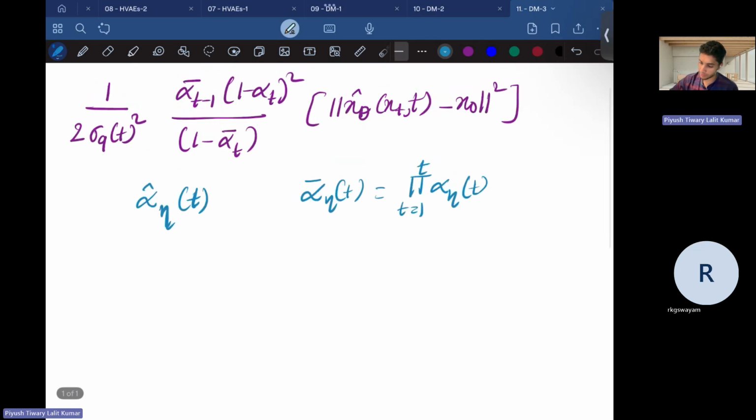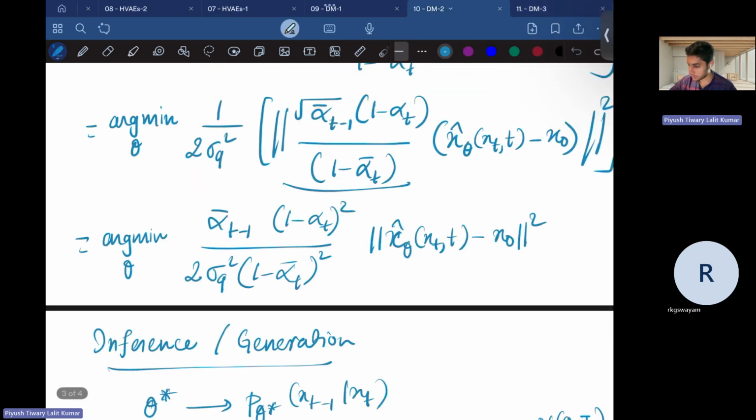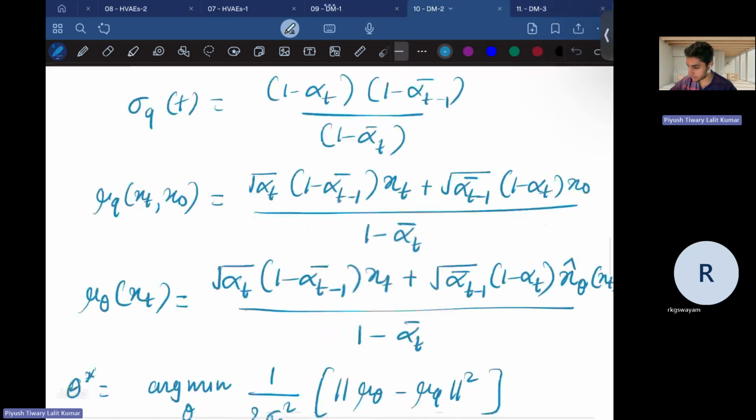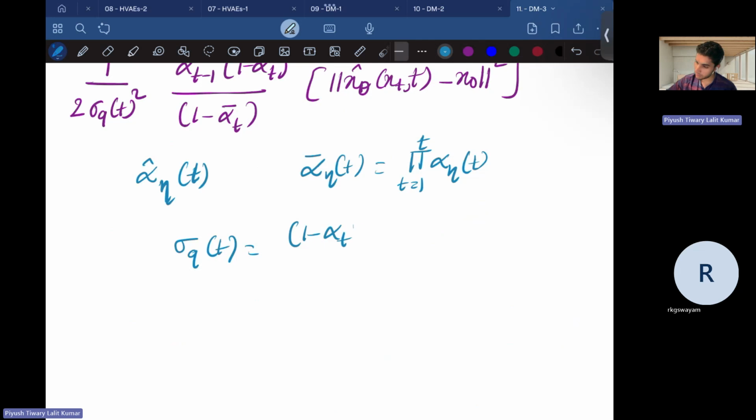So let's look at it. Let us probe this thing. First of all, what is sigma q of t? We saw what this thing was. Where is it? Yeah, this is the thing. This sigma q is equal to 1 minus alpha t, 1 minus alpha t minus 1 bar, divided by 1 minus alpha t bar. This is what it is.